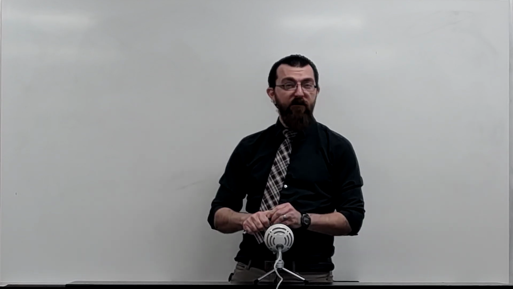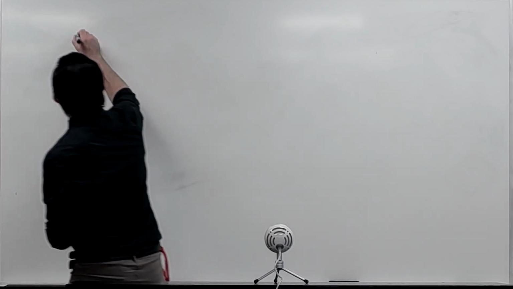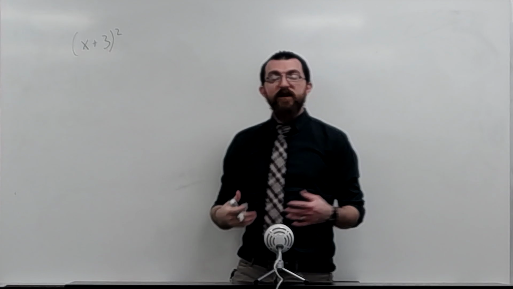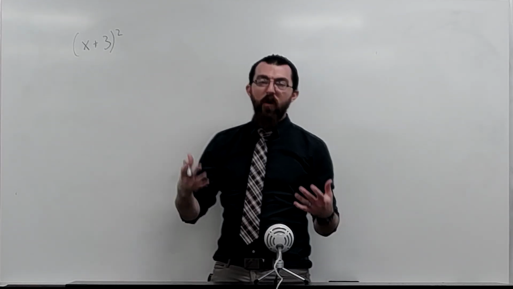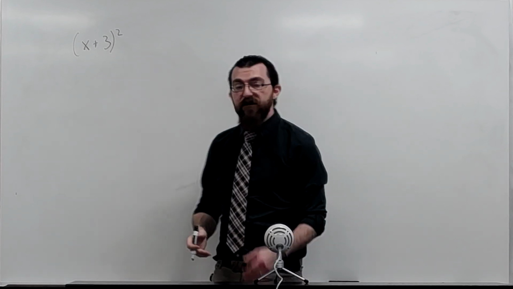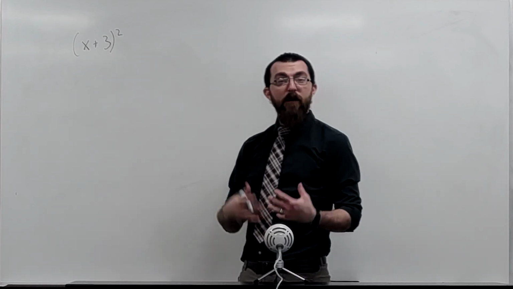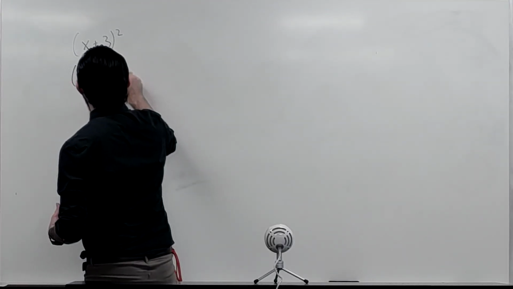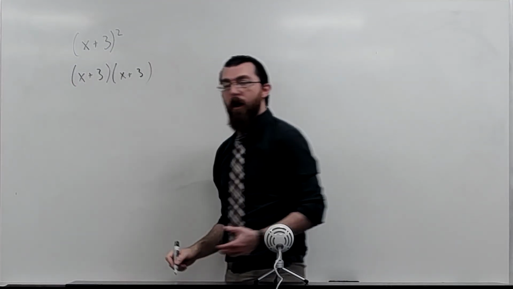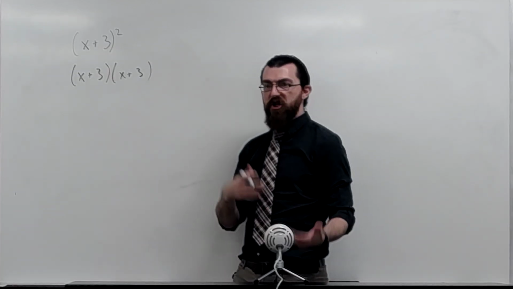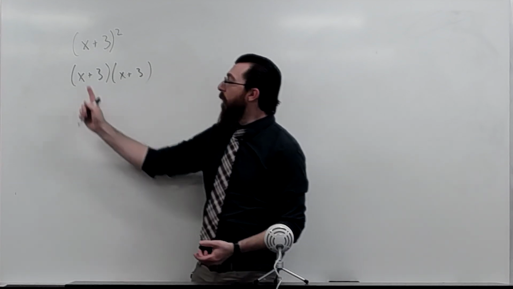Here is a perfect square. x plus 3 squared, of course it's a perfect square. There's the squared right there. If something is squared, it means you're multiplying it by itself. And when you have an expression like this, you can just expand it with FOIL.